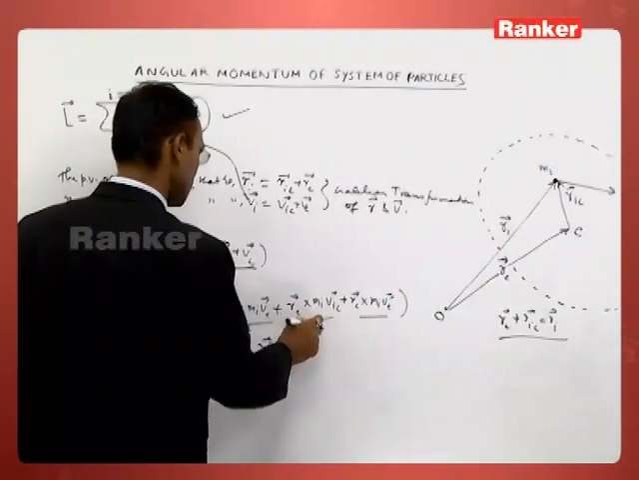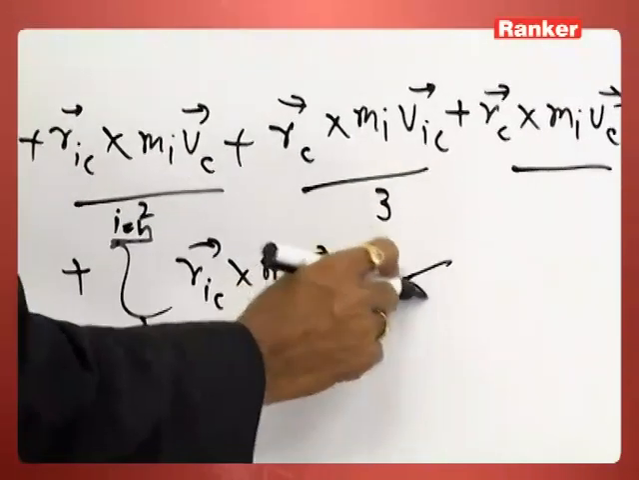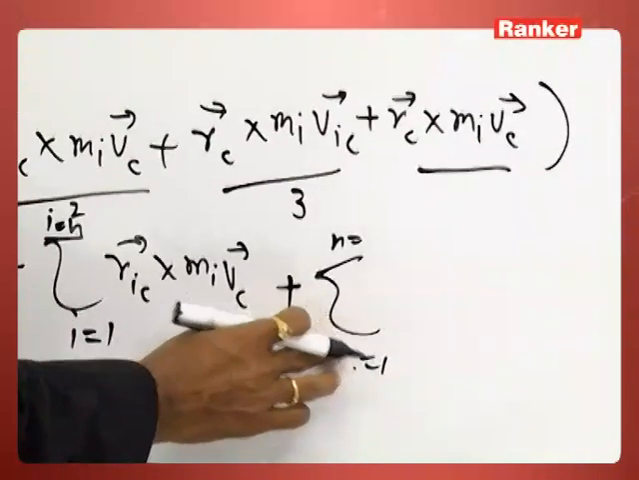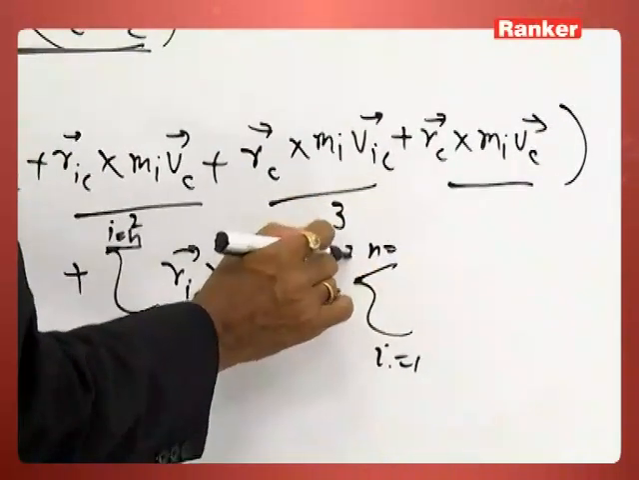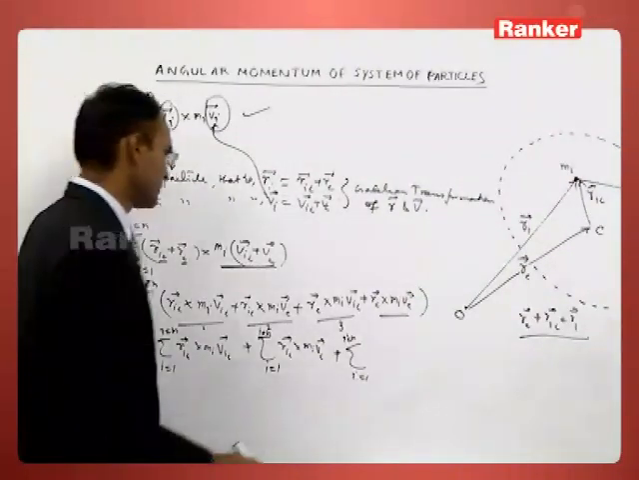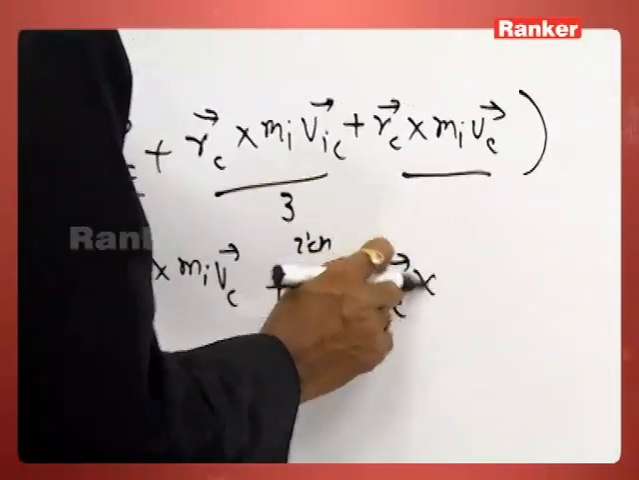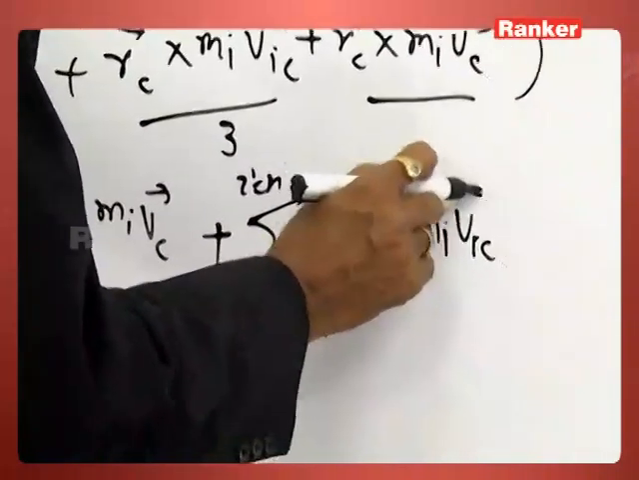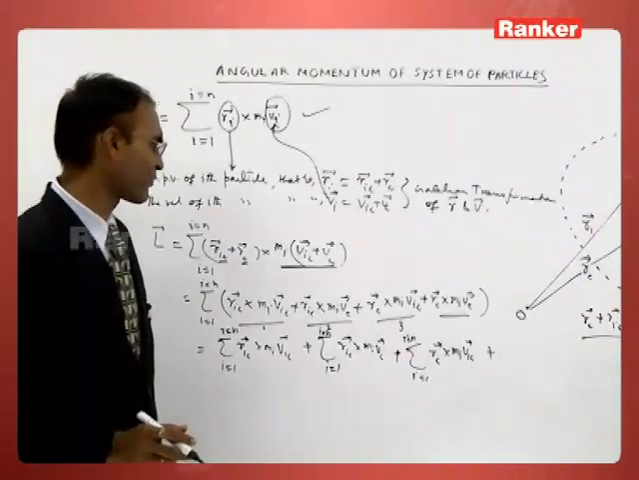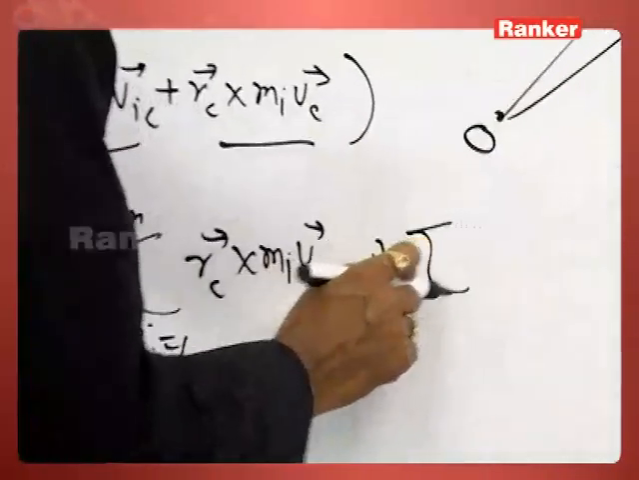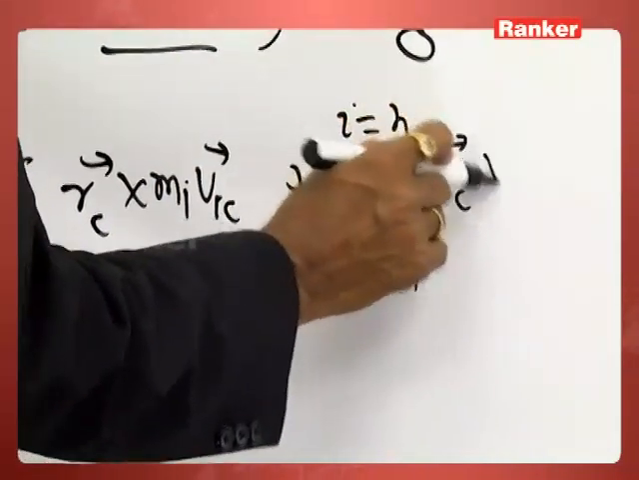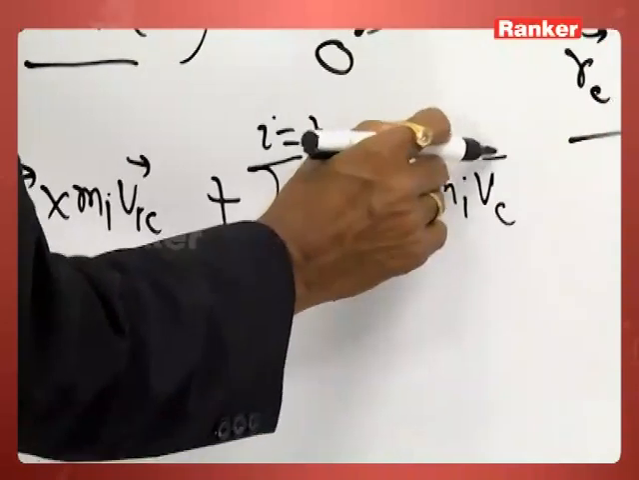Let us go to the third term. Summation i equal to 1 to i equal to n, of r_c cross m_i v_ic, plus summation i equal to 1 to i equal to n, of r_ic cross m_i v_c.